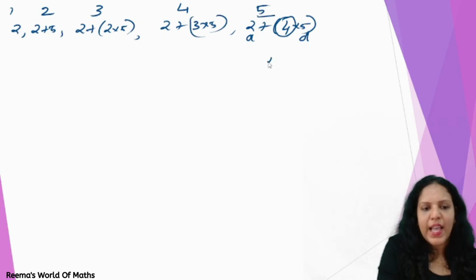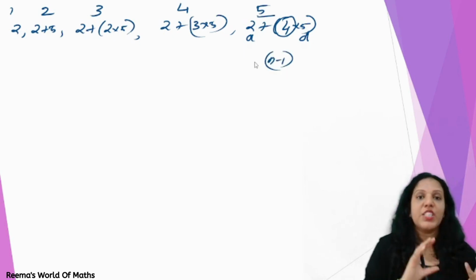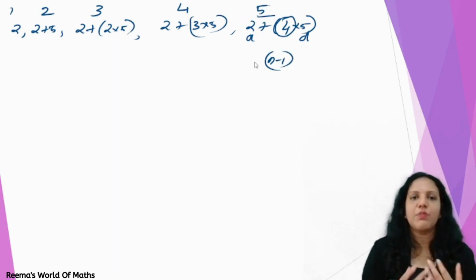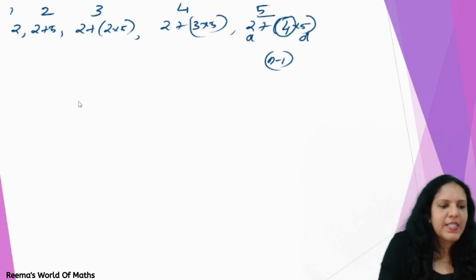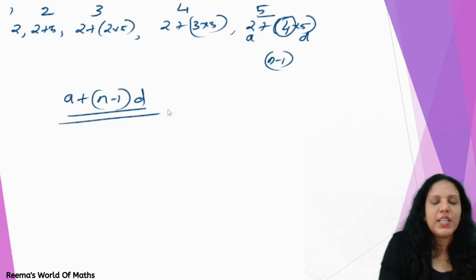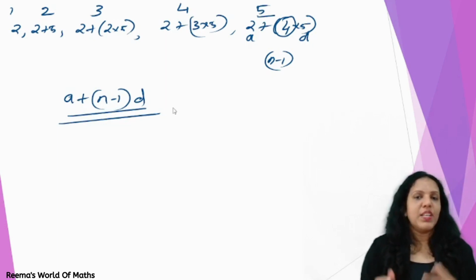So 4 is n minus 1. That is the position, the position we have to find, minus 1. So the formula is a plus n minus 1 into d. This is the formula to find the nth term of an arithmetic progression.